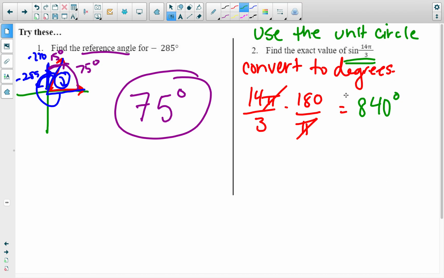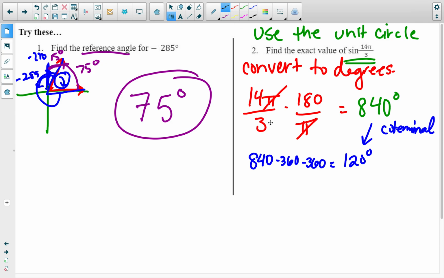Okay, but 840 degrees is a reflex angle, so let's find something that's coterminal with 840. Let's find an angle that's between 0 and 360. So 840 minus 360, and then that's going to give us 450, I think. So we need to actually subtract 360 again. We need to subtract it twice, and we'll see that's 120, right? So 840 and 120 are coterminal angles.